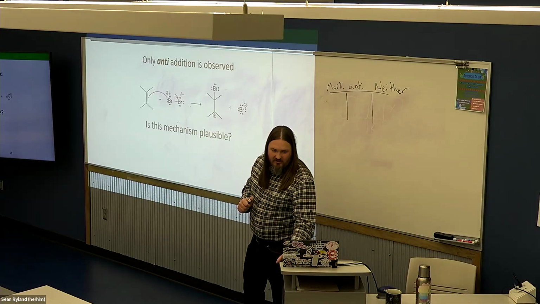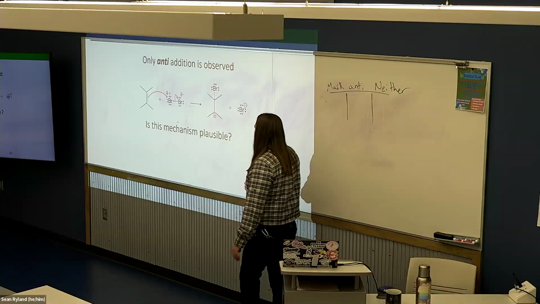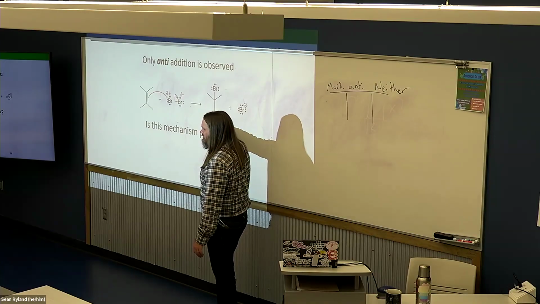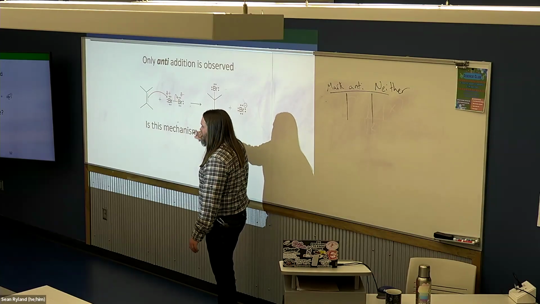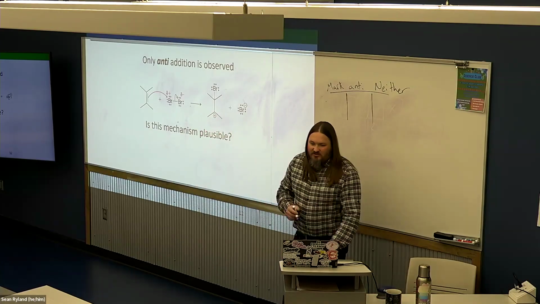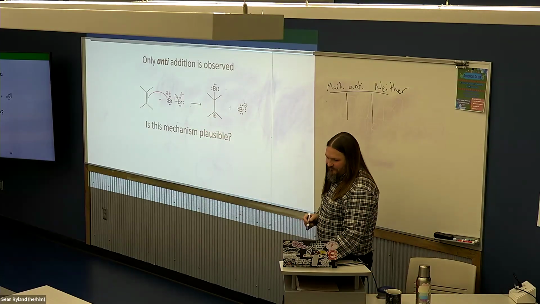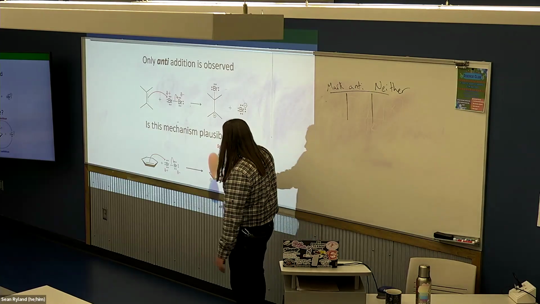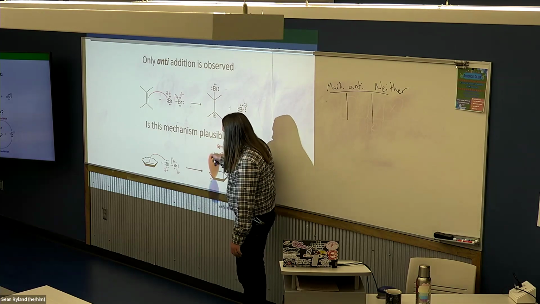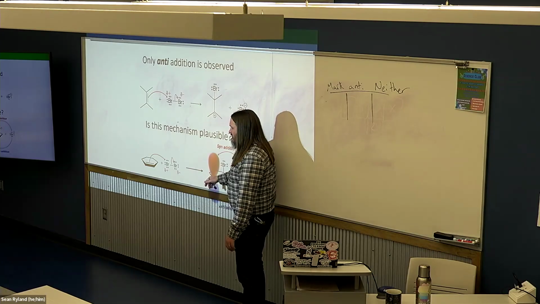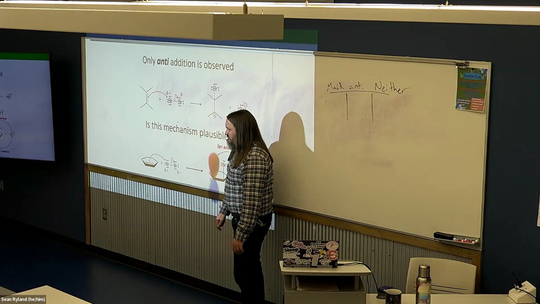Because if we only see anti, and this is planar, this is flat, there should be equal probability of adding top and bottom. So something else has to be happening. If it was going through this, we should see some syn addition. The sterics might suggest that it's mostly anti. So the answer is no.